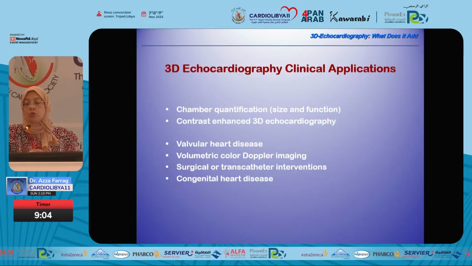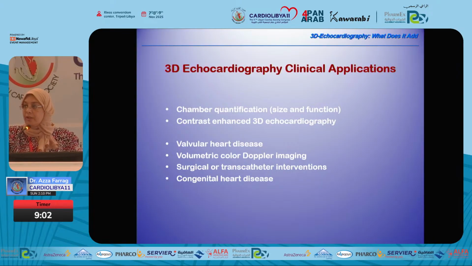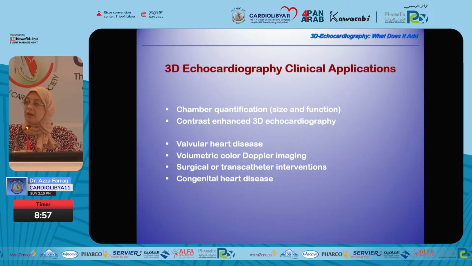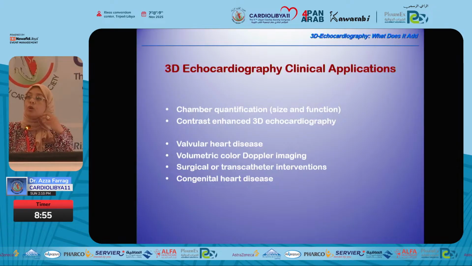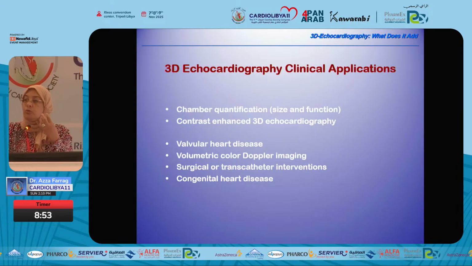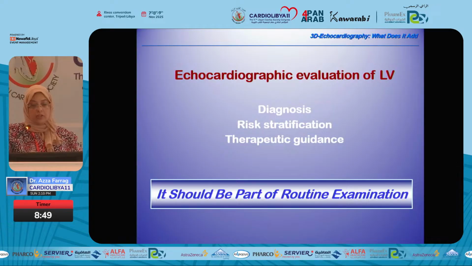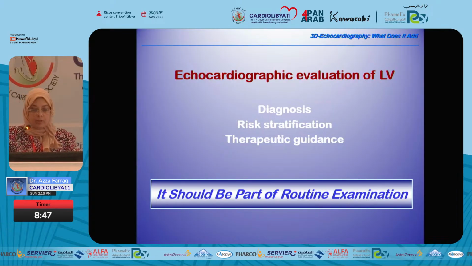And there is new software for these from different vendors. One of them is called the CFQ. CFQ is the color flow quantification, how to quantify the color to get a better estimation of regurgitant lesions, especially the mitral regurg and the tricuspid regurg.